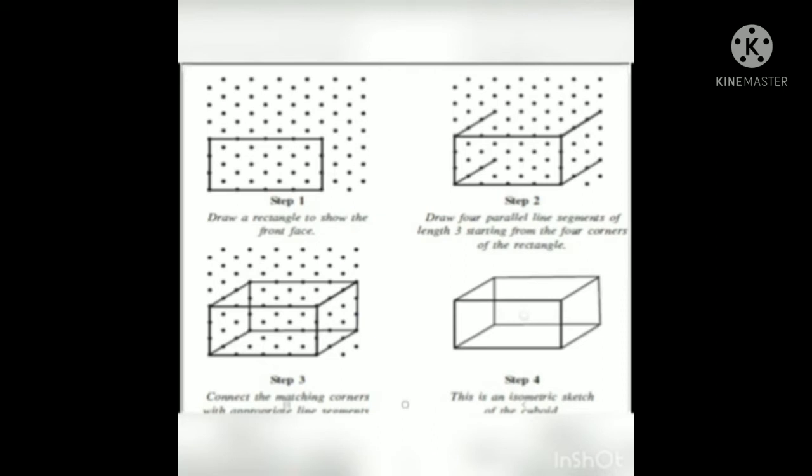One is oblique sketch and the other is isometric sketch. Isometric means these types of sheets are known as isometric, and oblique sketch means we are not taking the actual measurements of the sides and all, but still we are getting the actual. That is oblique sketch. So these two are the methods of drawing solids on a flat surface.